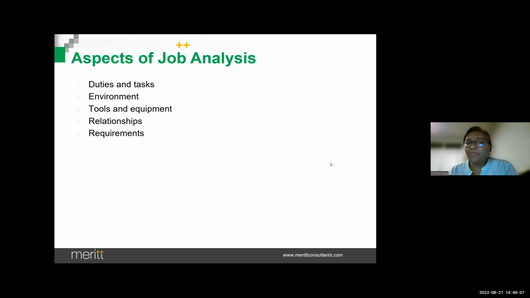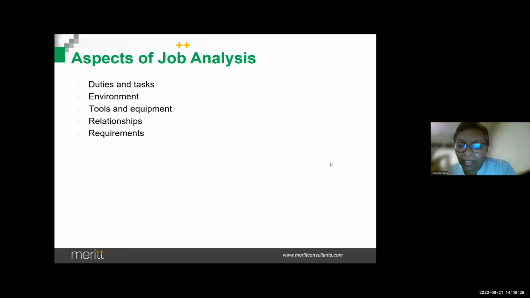I'm sure all of you know what a job description is. It gives you the roles and responsibilities of the jobs. Say, for example, in your organization you are given the job of doing 500 job descriptions or 100 job descriptions. It's not easy. It takes a long time.